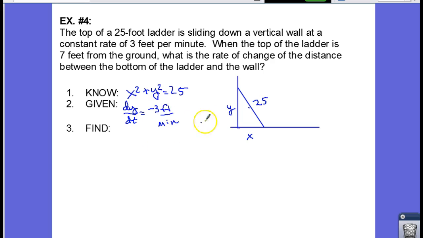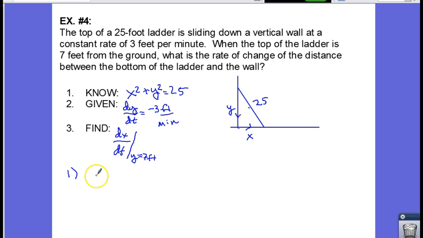They have tasked us with finding the rate of change of the distance between the bottom of the ladder and the wall. And that's going to be my dx, that's going to be the change in the x value. So we want to find dx/dt when y is equal to 7 feet.